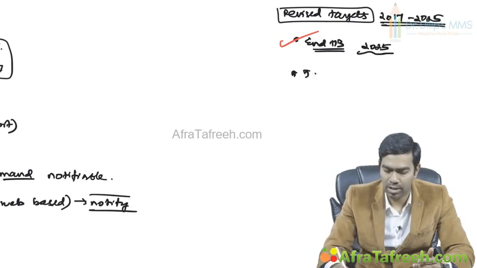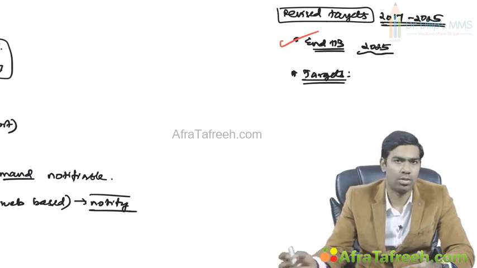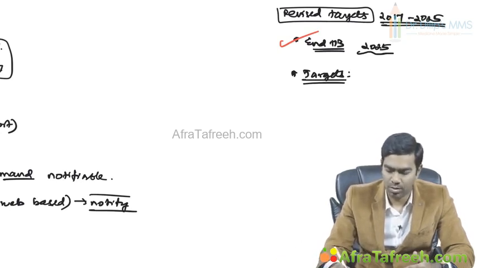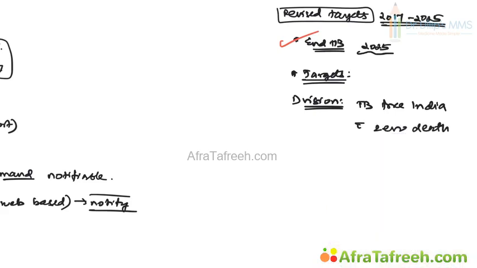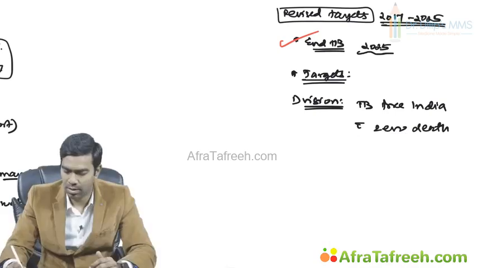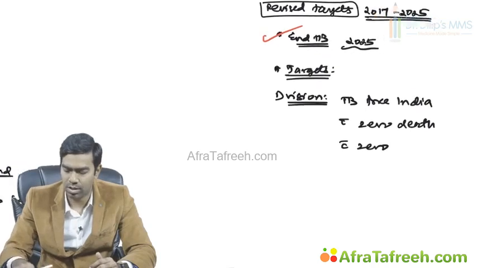And what are the targets and visions of this NSP 2017 to 2025? First, let us see the vision. The vision is a TB-free India. That's the first vision, with zero deaths. You should not have any death related to TB, to bring down the mortality almost to zero. At the same time, with zero poverty due to tuberculosis.